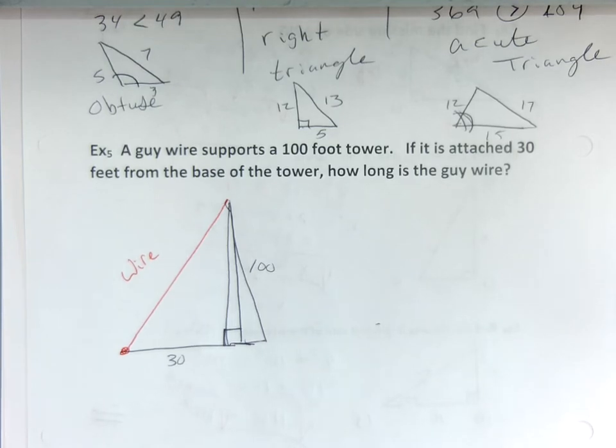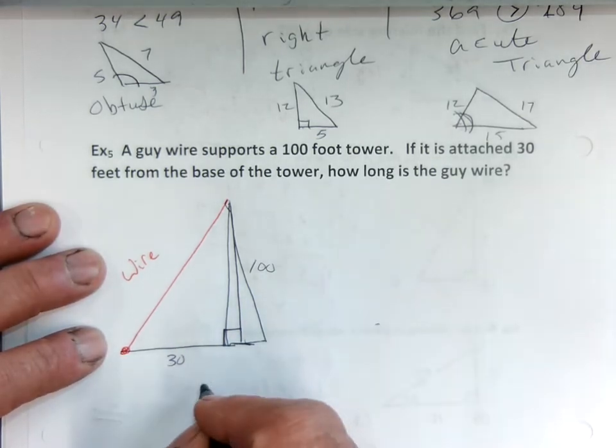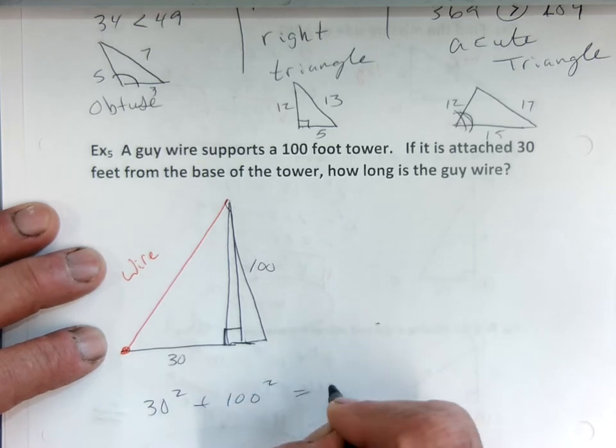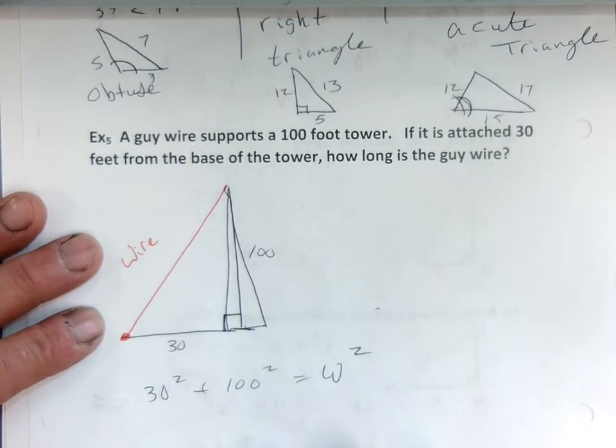So instead of just going to Marston's and saying I want a bunch of wire, I probably ought to know how much I need. If I'm too short, boy, I blew that one. If I'm too long, I waste money, okay? So I'm just going to go 30 squared plus 100 squared equals my wire squared, right?